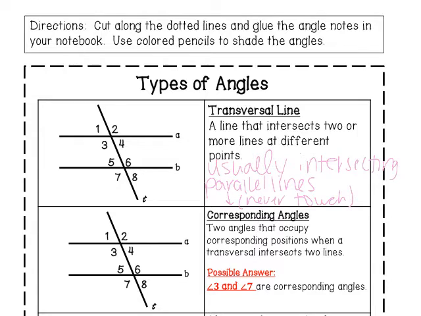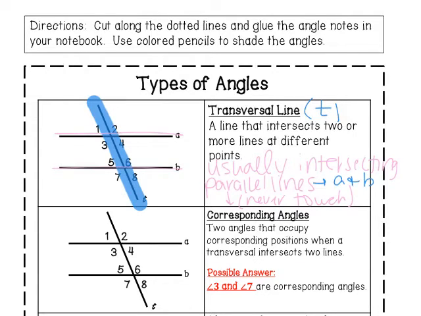So over here, our transversal is this line right here. See how it says T? So that transversal is here, it's line T, and our parallel lines are lines A and B. Okay, so the transversal T is intersecting parallel lines A and B.